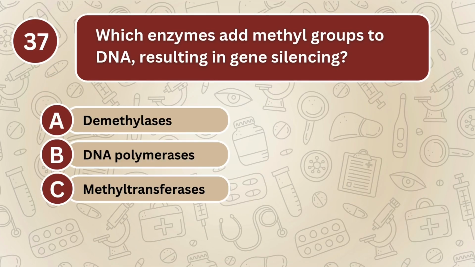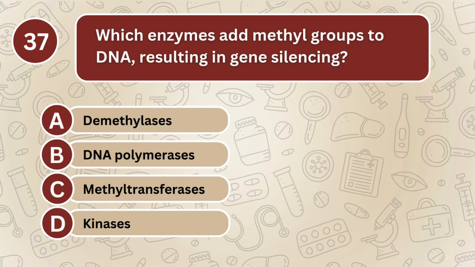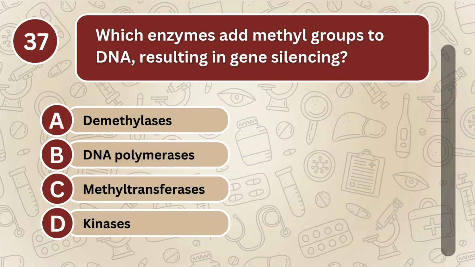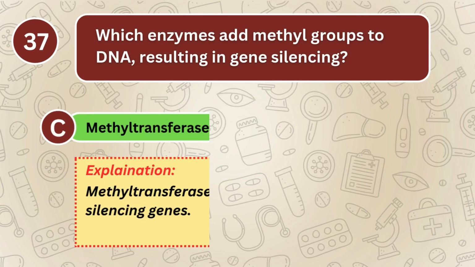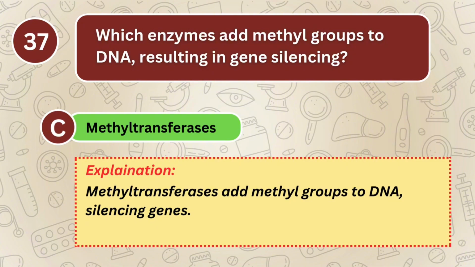Which enzymes add methyl groups to DNA resulting in gene silencing? Demethylases, DNA polymerases, methyltransferases, or kinases? Correct answer is C. Methyltransferases.